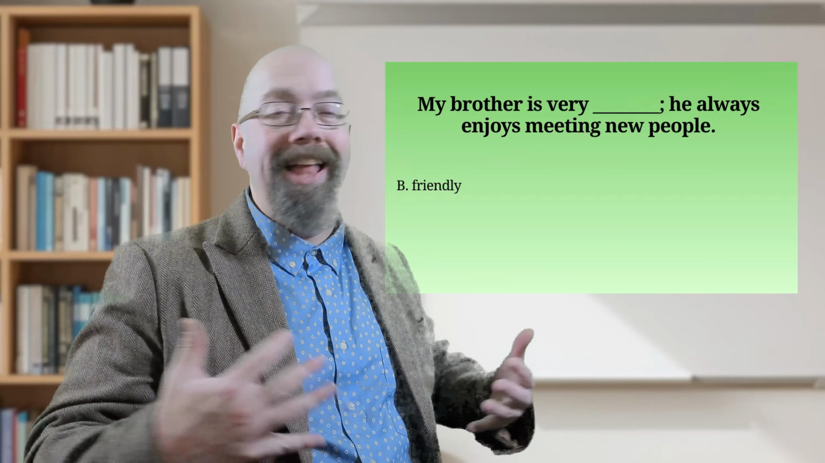In the question, we see that the brother enjoys meeting new people. Enjoys meeting new people would be the key word or the key idea in this question. A, shy; B, friendly; C, nervous. Which one enjoys meeting new people? A nervous person might enjoy meeting new people. A shy person really doesn't enjoy meeting new people. And a friendly person really enjoys meeting new people. They like lots of friends. They want to know more friends. The answer is B, friendly.